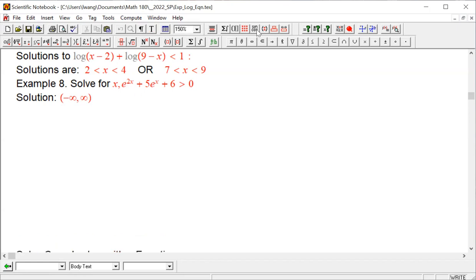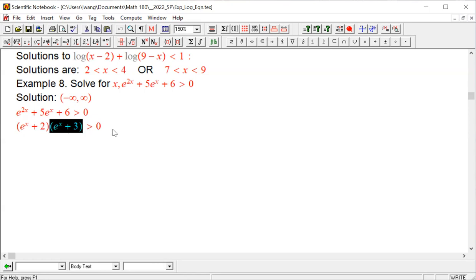But suppose you don't see that right away. Then you may go ahead and do factoring, right? You get e to the power x plus 2, and times e to the power x plus 3, right? And this is a positive. Well, of course, both are positive, this is a positive, this is a positive.